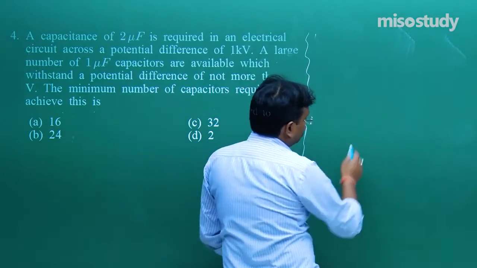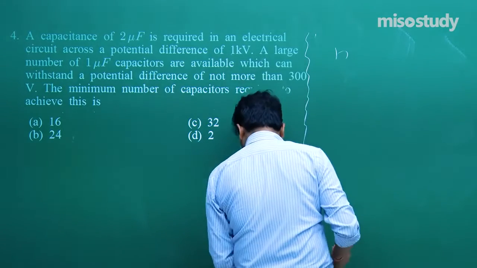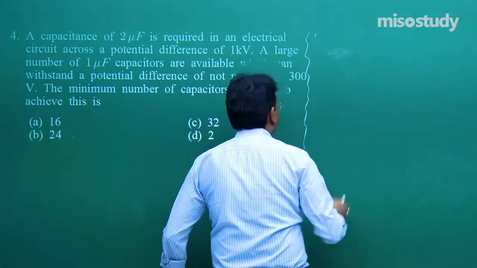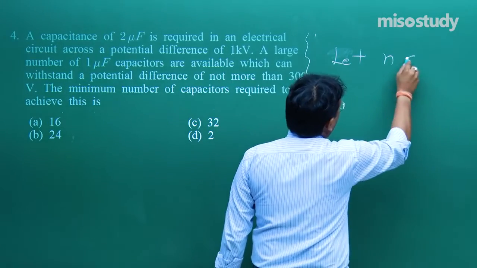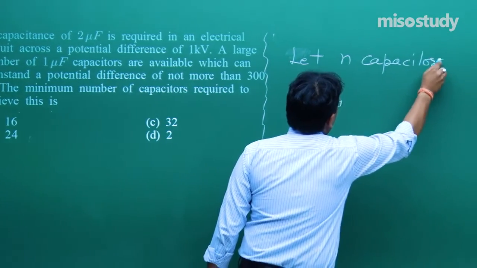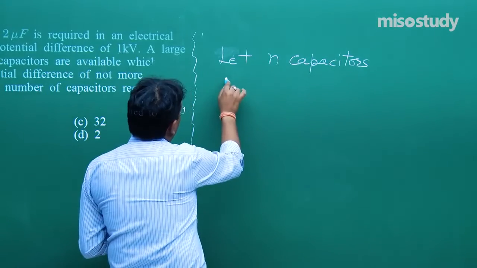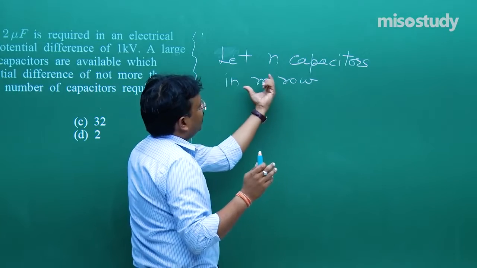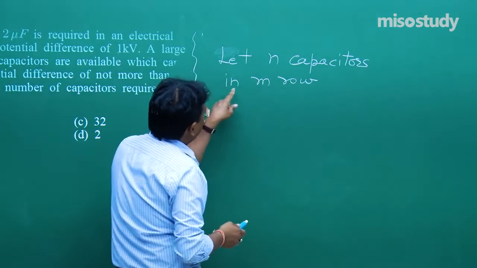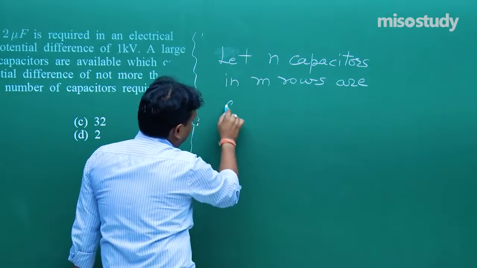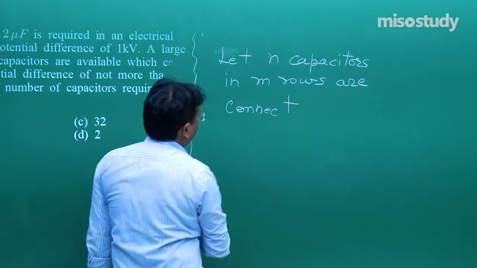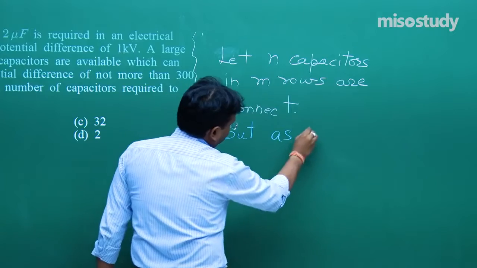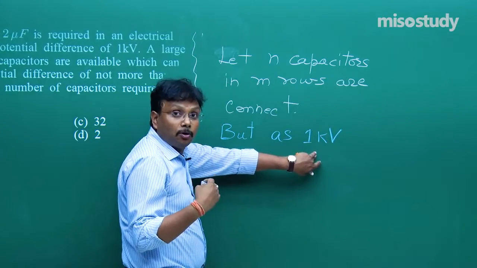Okay, now. Let n capacitors in m rows, that is n number of capacitors, say for example 5-6 capacitors and there are total 10 rows, this type of combination. Let n capacitors in m rows be connected. Now second line is, but as 1 kilo volt. This is something which is available to me from the circuit.